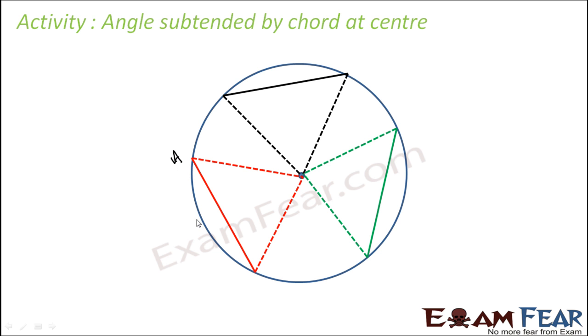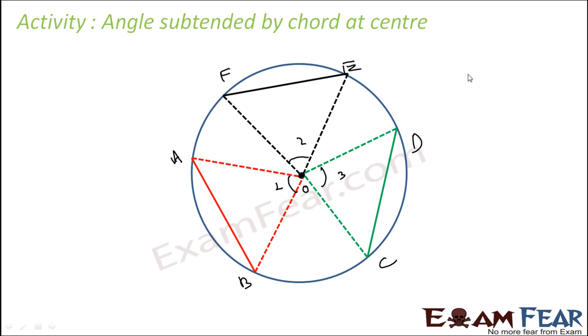Let me just write a name A, B, C, D, E, F are the 3 chords. And then if O is the center of the circle, just join these points: A, O, B, O, C, O, D, O, E, O, and F, O. And then measure these angles. So let this be angle 1, this be angle 2, and angle 3.